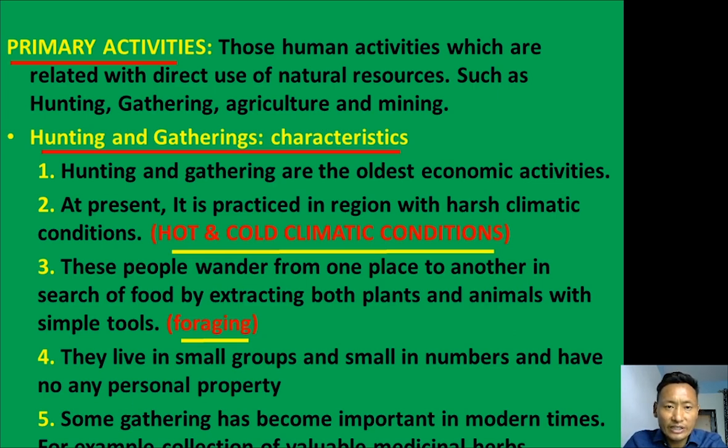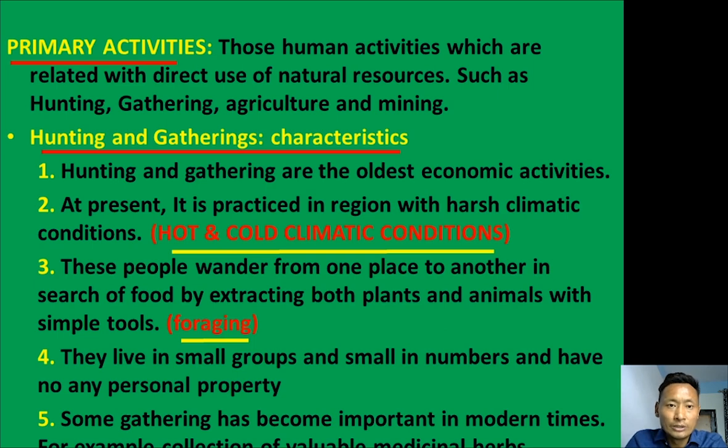At present, some gathering has become very commercial, or we can say very important in modern times. For example, collection of valuable medicinal herbs, tree barks, nuts, and fruits. Some people are still gathering these items and selling them in the market. So nowadays gathering has become very commercial and very important in modern times.